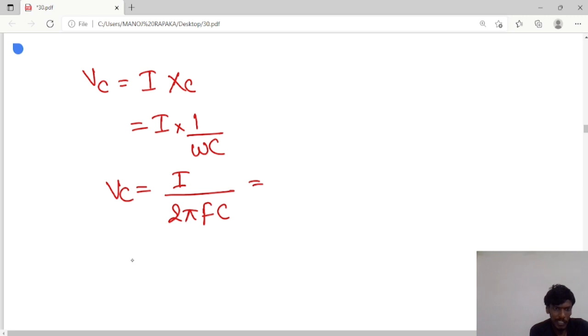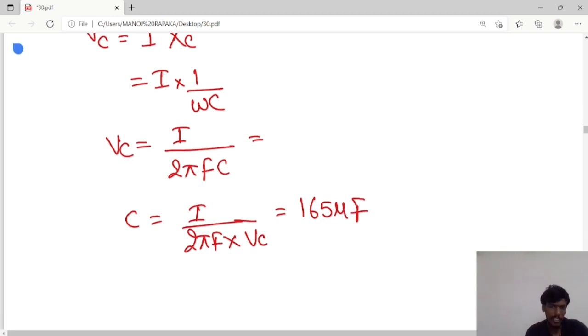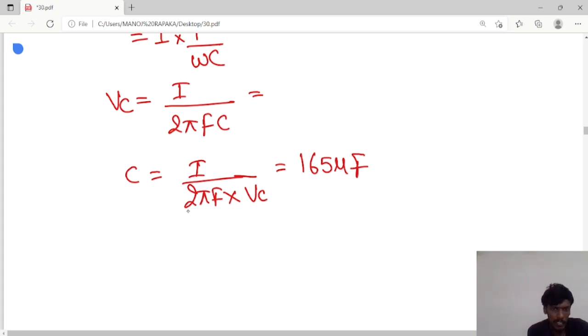If I make C the subject here, as you want to know the calculation of C, so C equal to I by 2 pi f into VC. From this we can calculate the C value. On substituting all the values, the C value will be 165 microfarad.